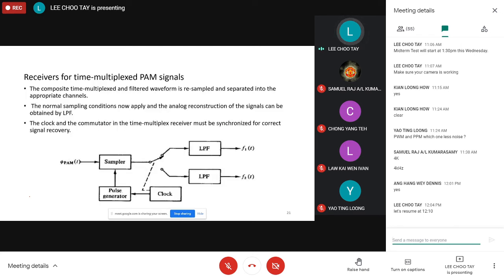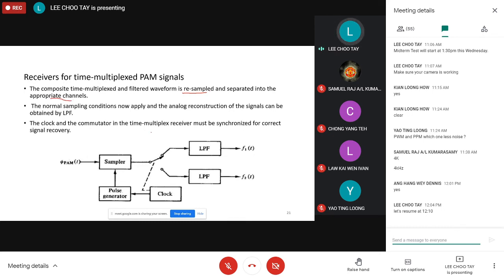So what about the receiver? We combine several PAM signals together and transmit them over a channel. At the receiver, how do we recover each signal respectively? Again, at the receiver, we need to perform sampling again, resample, and then we separate them into the appropriate channel or appropriate signal.